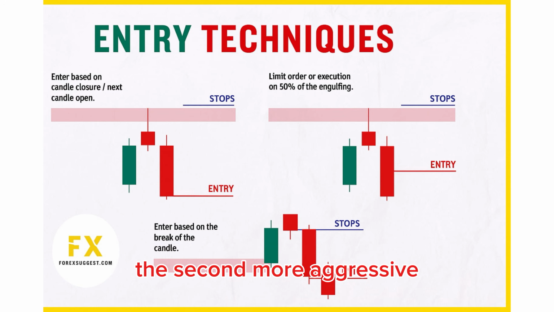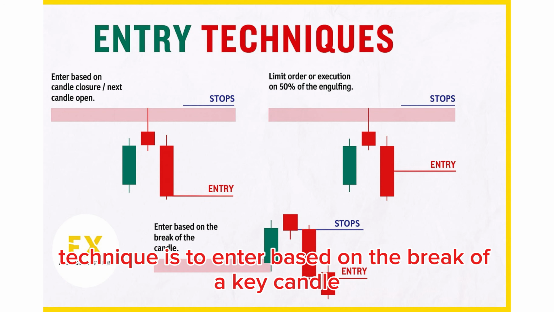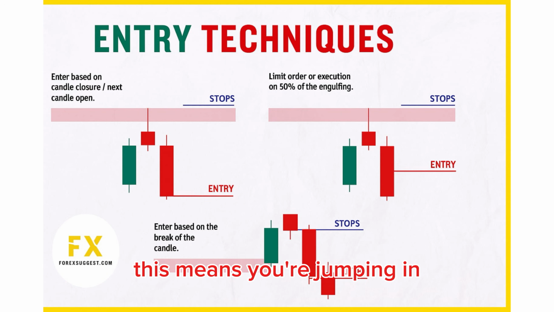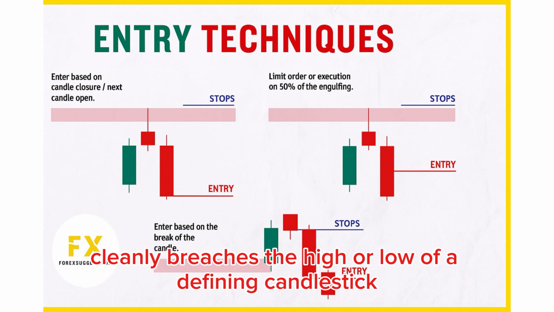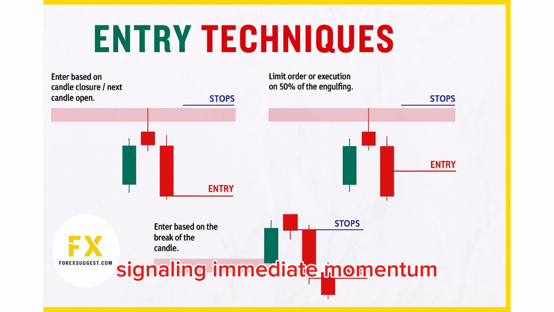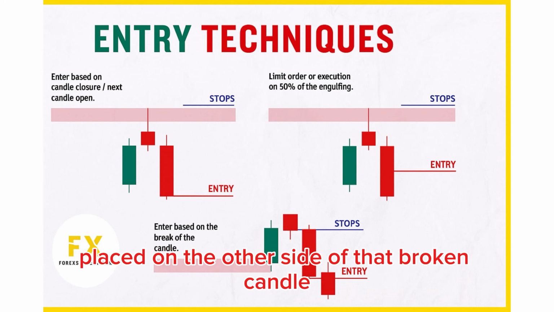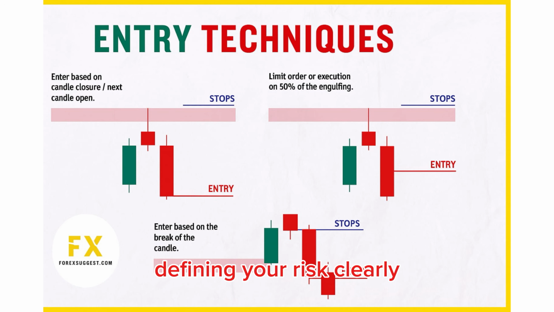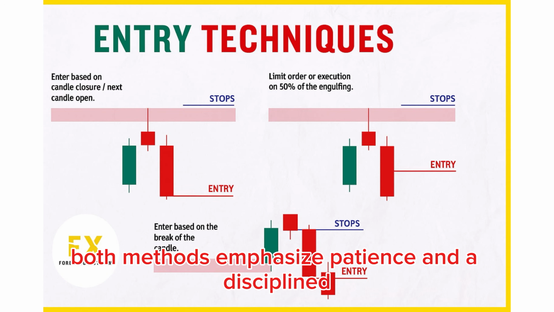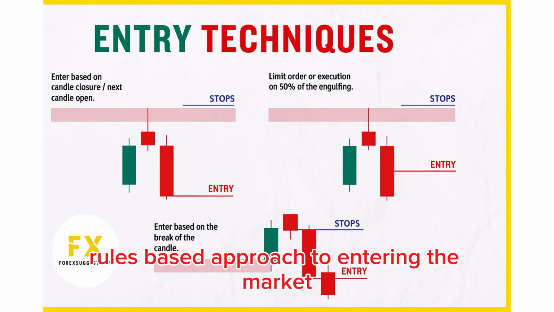The second, more aggressive technique is to enter based on the break of a key candle. This means you're jumping in as soon as price action cleanly breaches the high or low of a defining candlestick, signaling immediate momentum. Your stop loss for this entry is logically placed on the other side of that broken candle, defining your risk clearly. Both methods emphasize patience and a disciplined, rules-based approach to entering the market.